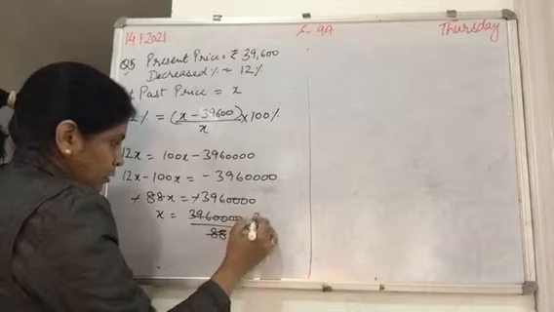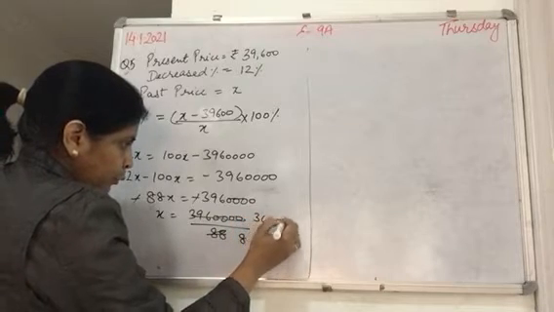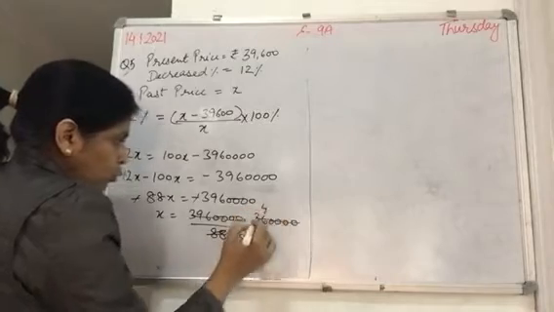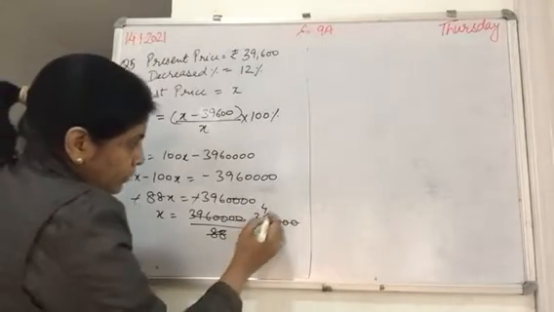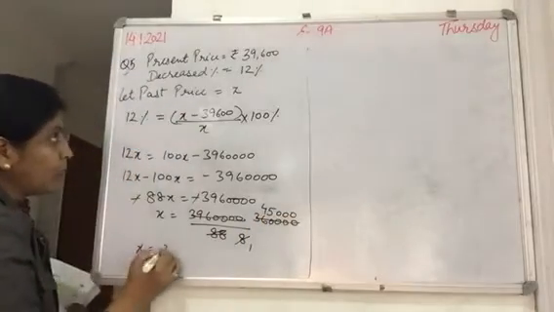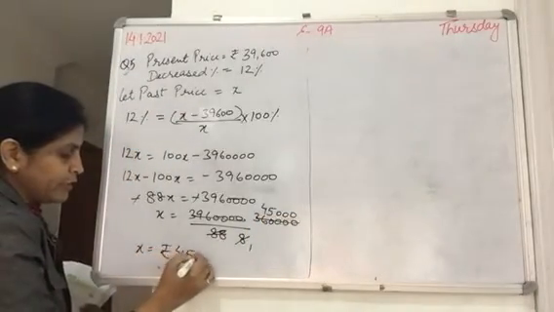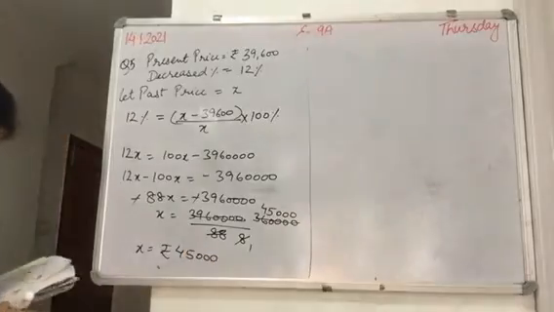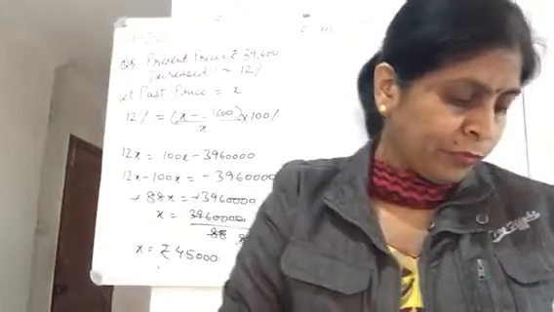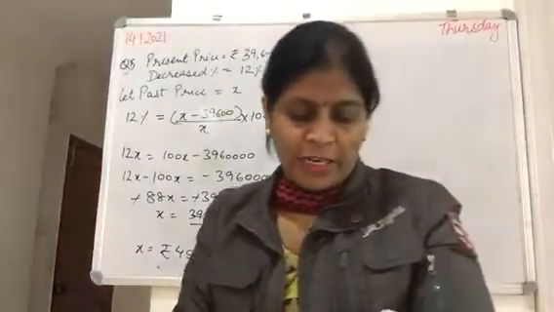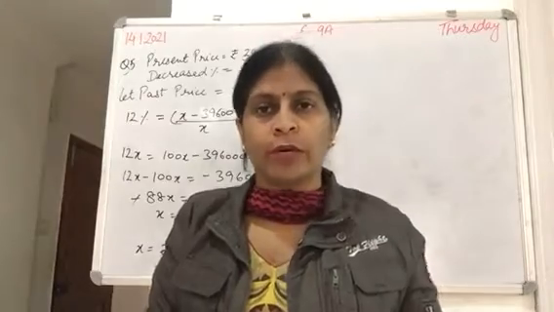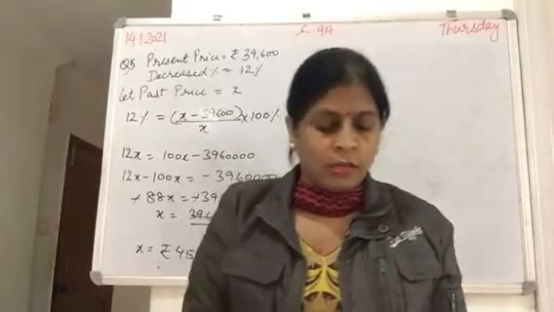8, 36, 8, 2, 3, 4. 8 4s are 32, 40, 5,000. So the past price of the computer is 45,000. Like this you will do the sum. Now question 6 is very easy. If 120 is reduced to 96, so the past value is 120 and the present value is 96. Do it by yourself.